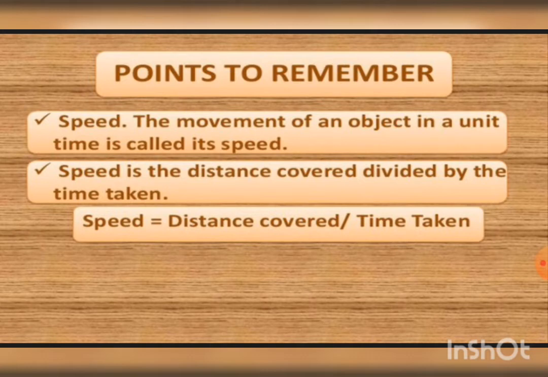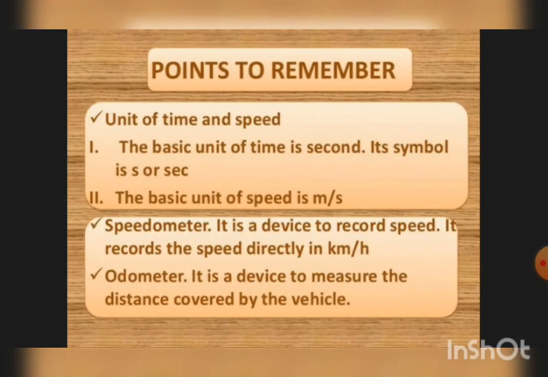Now what is the speed? The movement of the object in a unit time is called speed. The speed is the distance covered divided by the time taken. Now how is the speed calculated? Suppose 100 meters is covered, for example, in 30 seconds. That means 100 divided by 30 is the speed of that person.